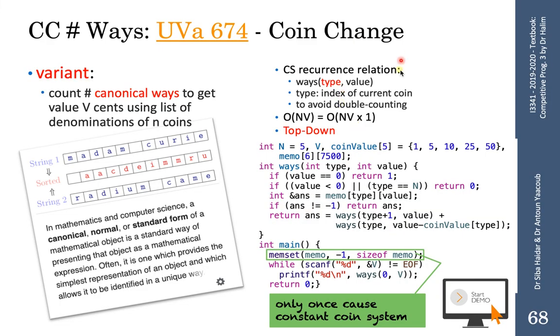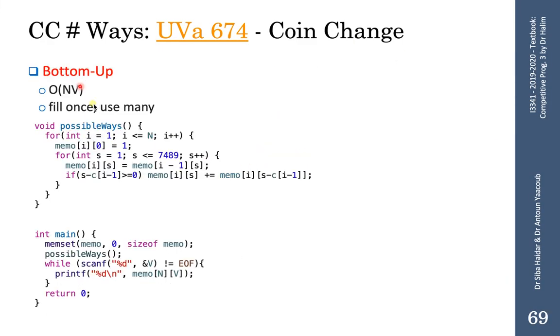This was the top-down approach, and let's see the bottom-up approach. Also, the bottom-up is very similar to the previous one we saw. And here, instead of taking the minimum, we are taking the sum. So first, for i equal 1 to the number of coins, for s equal 1 to the maximal target value that can be given.